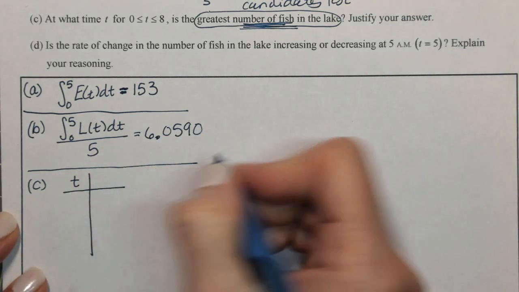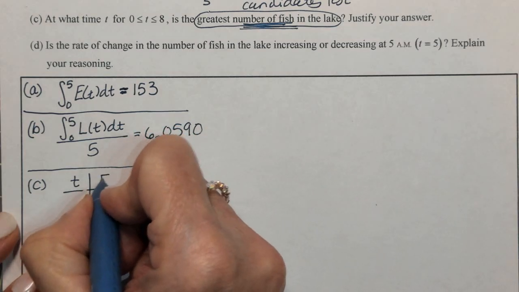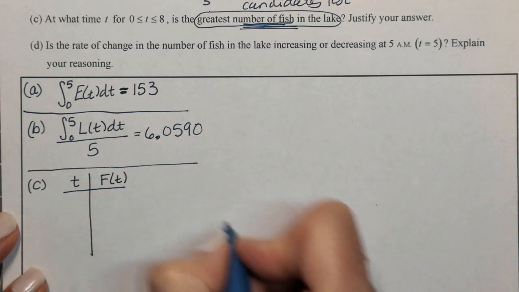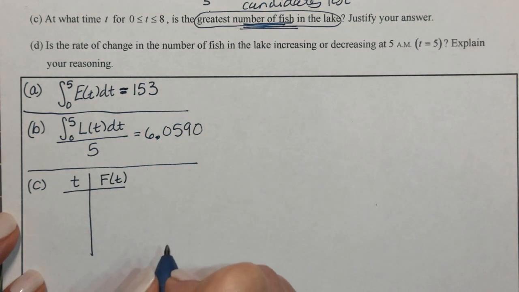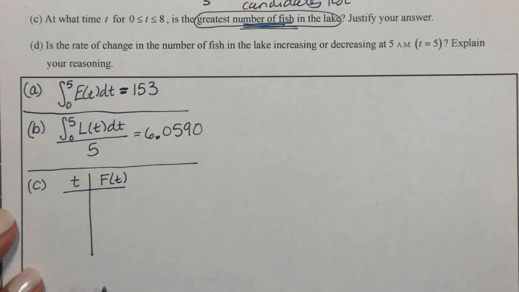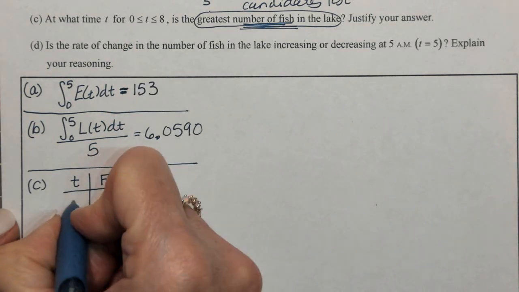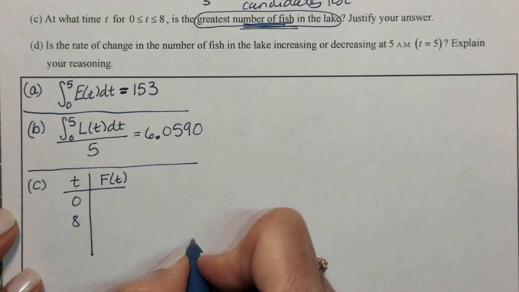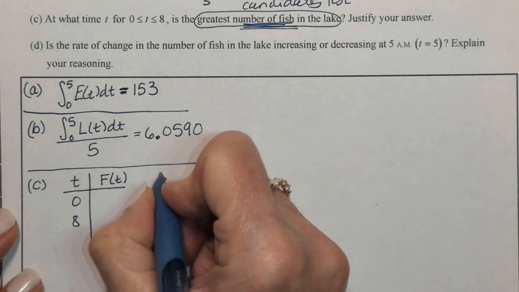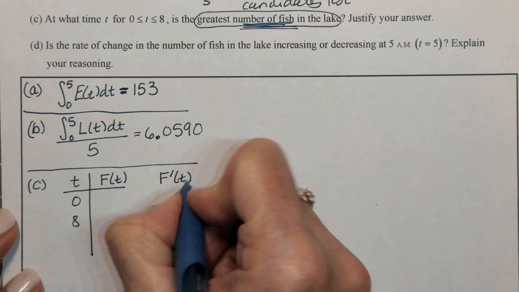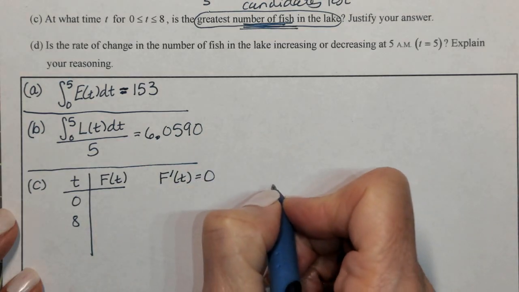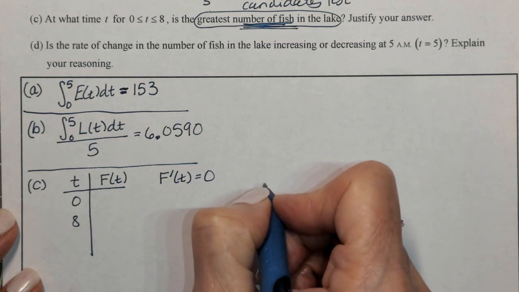I might call that f of t, the number of fish. We don't know what f of t is, right? But I bet we could find some values. All right. I start with my boundaries, 0 and 8. And now I want when f prime is 0, right? I want for f prime to be 0.